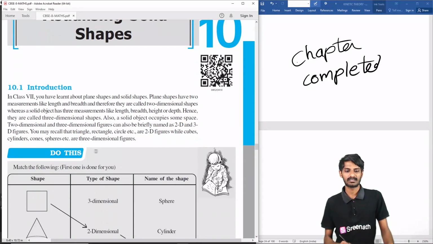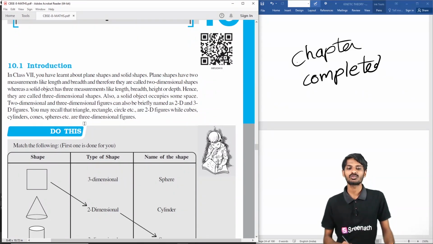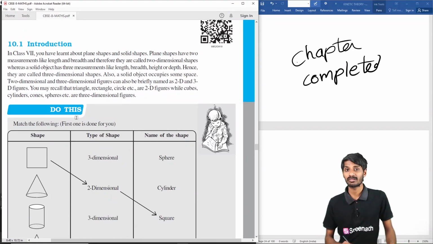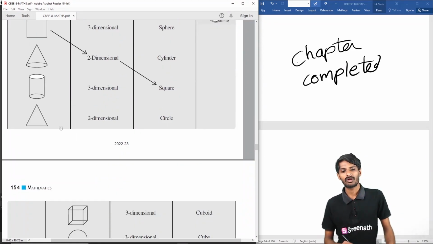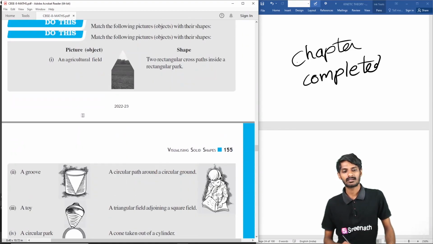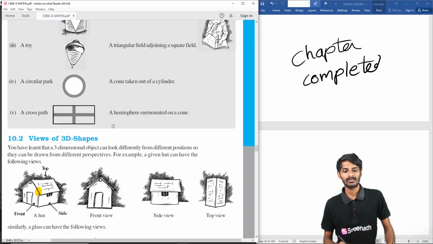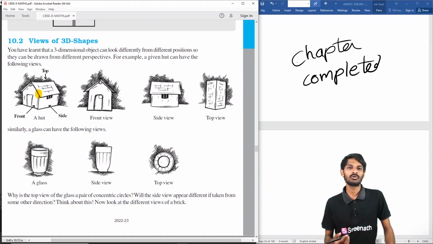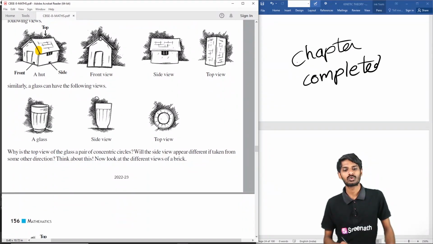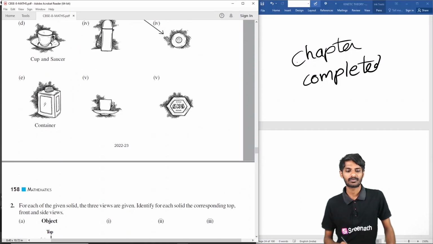Visualizing solid shapes. Solid shapes are three-dimensional and planar shapes are two-dimensional. Two-dimensional shapes have length and breadth, three-dimensional shapes have length, breadth, and height. We have revised the different three-dimensional and two-dimensional shapes. Sometimes real life objects are made up of a combination of three-dimensional shapes, and from different viewing angles the three-dimensional shapes look different, and we have to observe carefully.